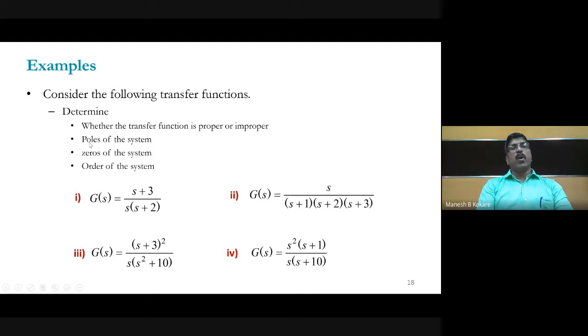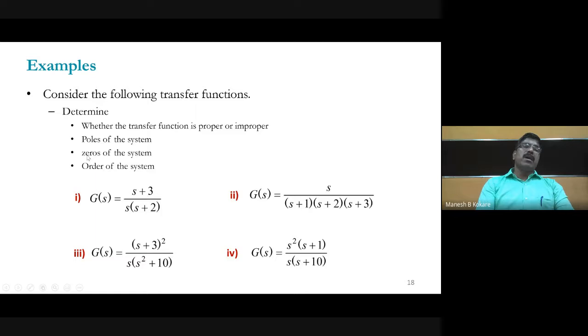So your first example has a proper transfer function. Second, what are the poles of the system? In this example there are two poles. One is lying at s equal to 0, at the origin of the S plane, and another one is lying at s equal to -2. So we have the answers to the first and second questions: this is a proper transfer function, and there are two poles, one at s equal to 0 and another at s equal to -2.